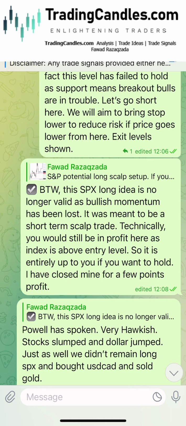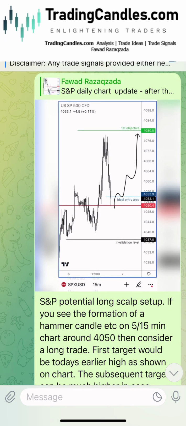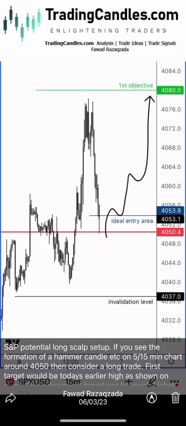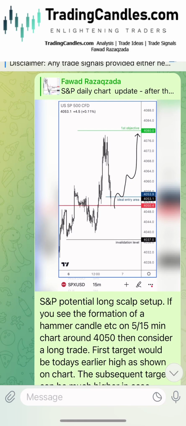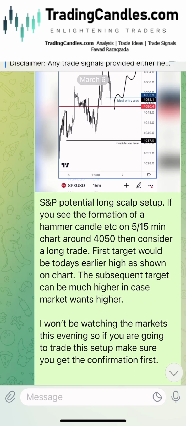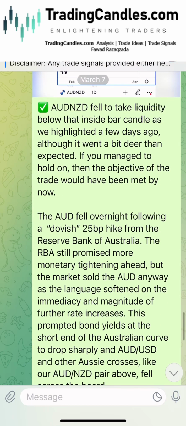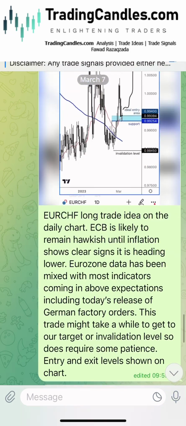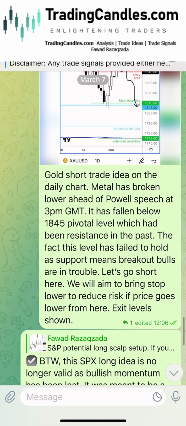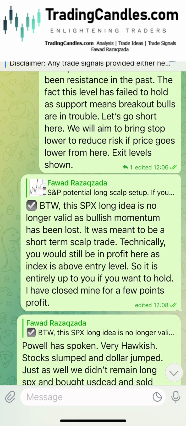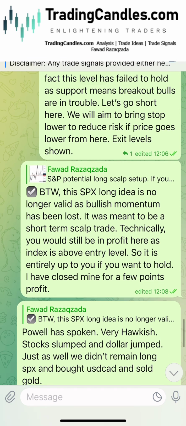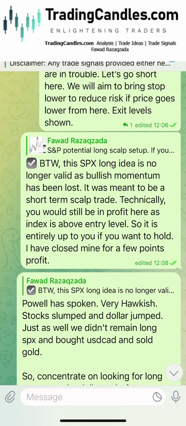This trade was a potential long trade on the S&P that didn't work out. We closed it at break-even-ish. It was based on a retest of this level to take us to a new high. It was meant to be a scalp trade as I described it here. I wanted to wait for some confirmation, which we didn't get in any case. But here I've provided an update on it. This long trade idea is no longer valid as momentum has been lost.